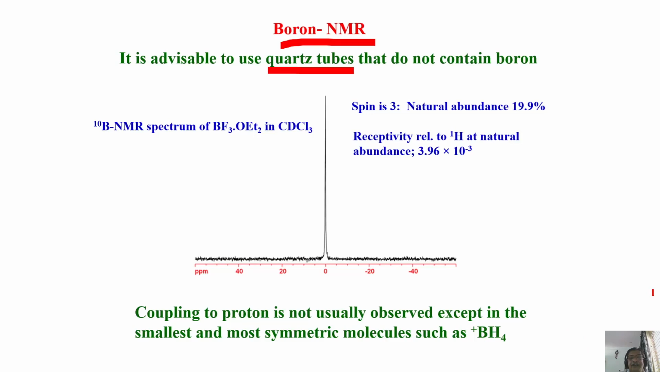One interesting thing is boron spin is 3. Spin is 3 for boron 10. That's very interesting. So if you want to see the boron NMR of, let's say, BH4, you get a single peak. Okay, this is not BH4, it is BF3 OEt2. So you are going to get only one boron signal. Of course, you should couple to fluorine.